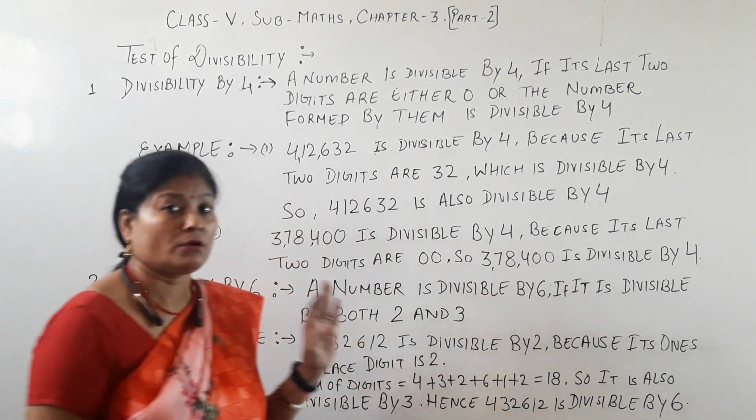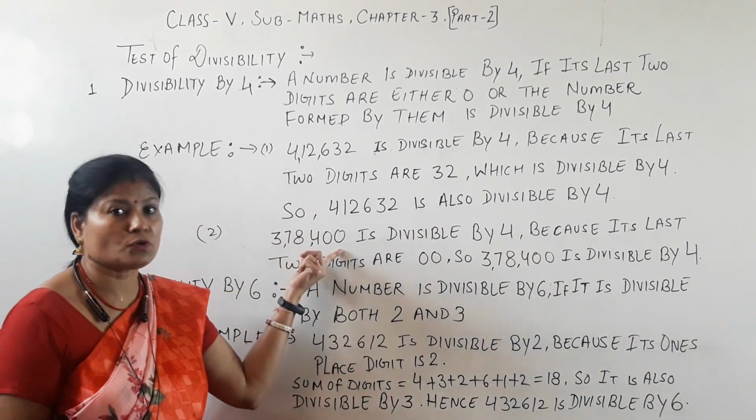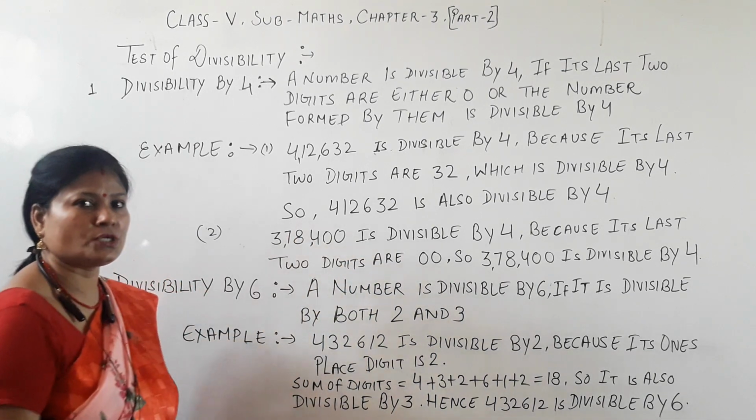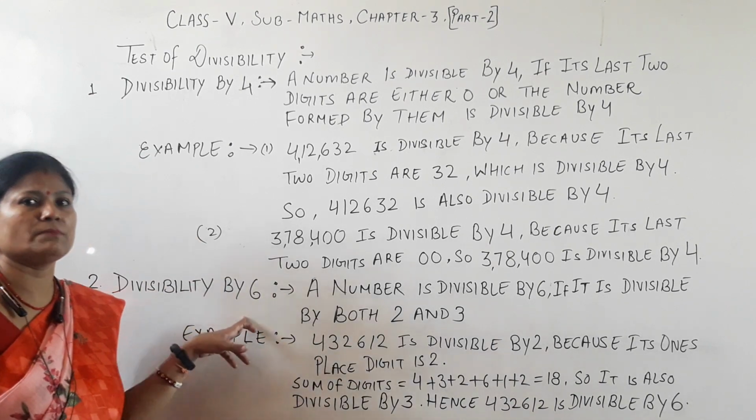It is sure. Without any actual division, we can say that this number is divisible by 4, because we know that the rule says the last two digits should be 0. Understood? So now we are moving to the next rule, divisibility by 6.